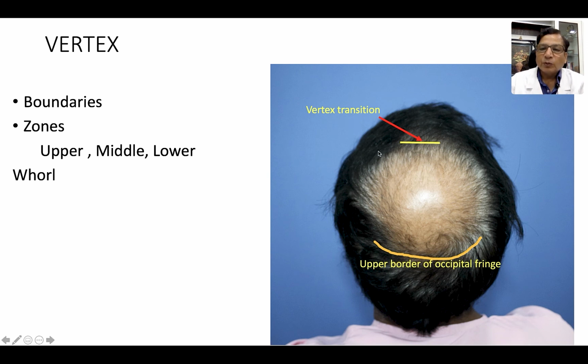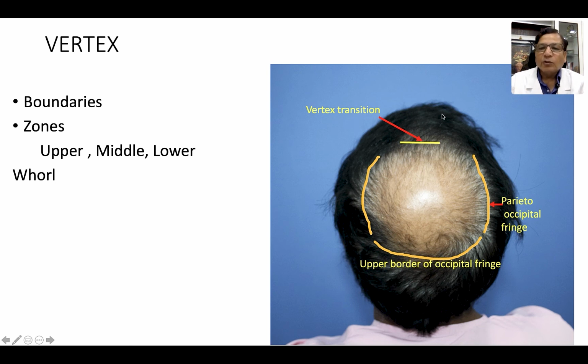The superior portion of the occipital fringe makes the lower border. The lateral border is the parieto-occipital fringe, this is the parietal, this is the occipital area. So the parieto-occipital fringe makes the lateral border of the vertex. So these are the boundaries.